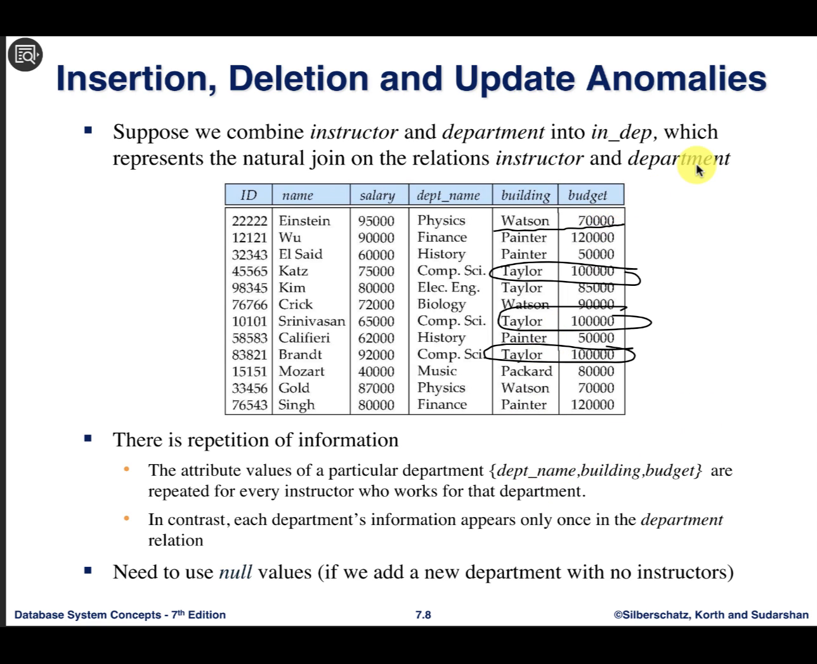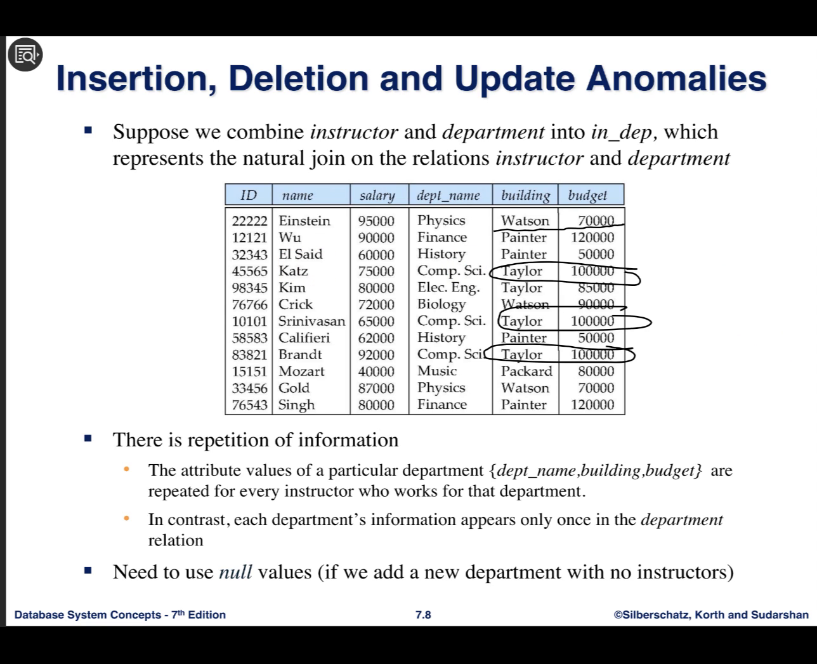If you compare this with the situation where the department is a separate, independent relation, the building and the budget are stored only once for every department. Here they are repeated many times, depending on how many instructors or employees work in this department. We don't like this.